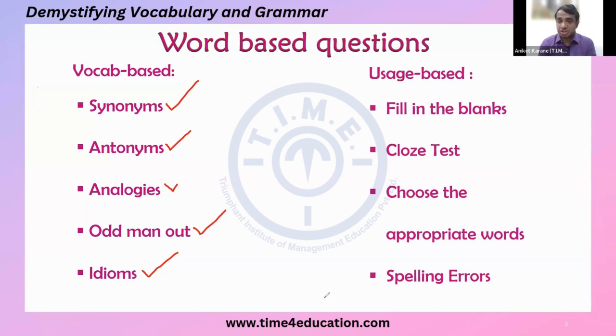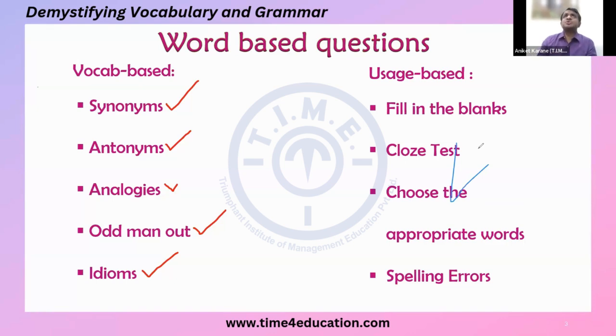the usage-based questions. Okay, now in usage-based questions, we have fill in the blanks, we have close test, we have choose the appropriate word, and we have the spelling errors questions. Now fill in the blanks, you can have fill in the blanks on the topic where we are talking about one word which is blank in a sentence, or you can have 2 words which are blank in a sentence. Okay, you can have also 3 words where they are blanks. Okay, so 3-word blanks have also been seen in previous years.